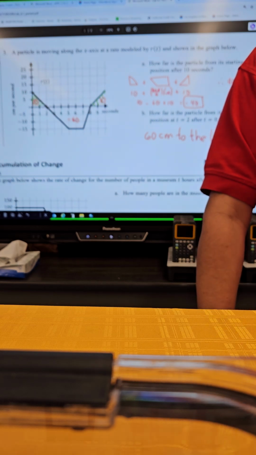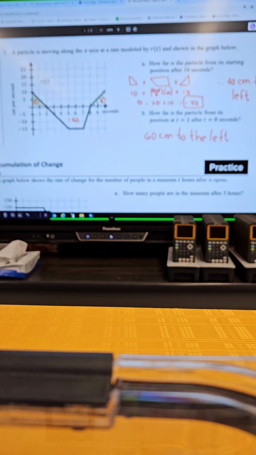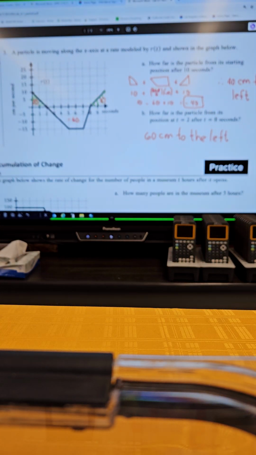Or you just say left 60 centimeters. Okay? Because we need to know the direction, left or right. Again, when can we say that it is left? If it is negative. When can we say it is right? If it is positive. Okay?